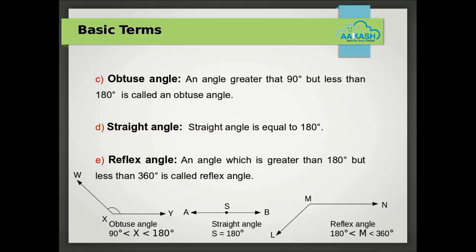Obtuse angle. An angle greater than 90 degrees but less than 180 degrees is called an obtuse angle. Straight angle. A straight angle is equal to 180 degrees. Reflex angle. An angle which is greater than 180 but less than 360 is called a reflex angle.